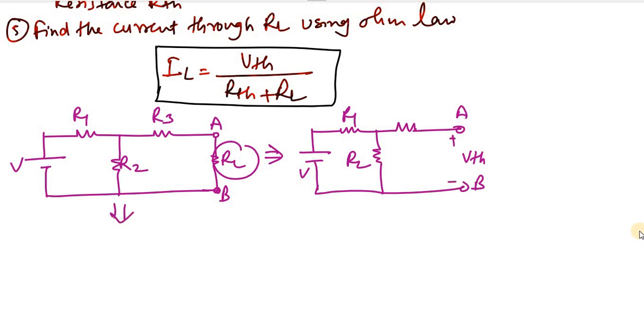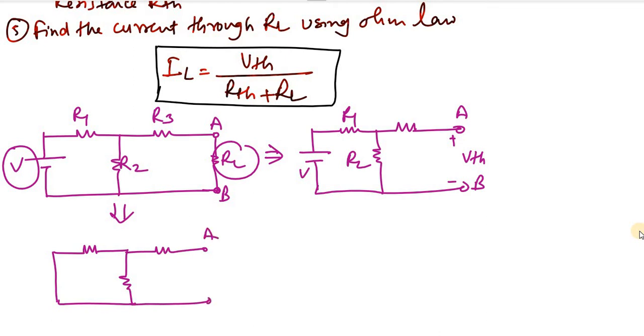Now to find the RTH, Thevenin's resistance, we have to represent this voltage source by its internal resistance. Consider this voltage source as an ideal voltage source. An ideal voltage source has zero resistance. Short this voltage source, and at points A and B we have to find RTH.